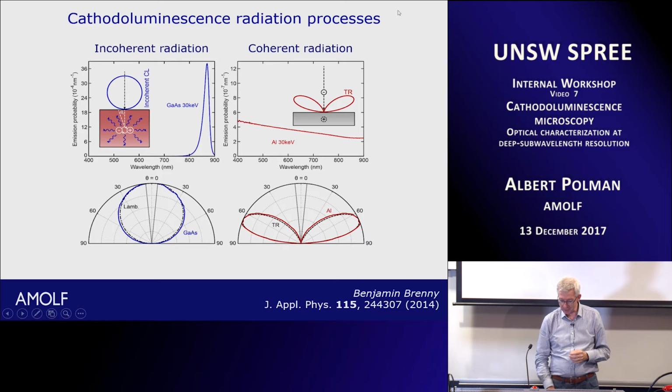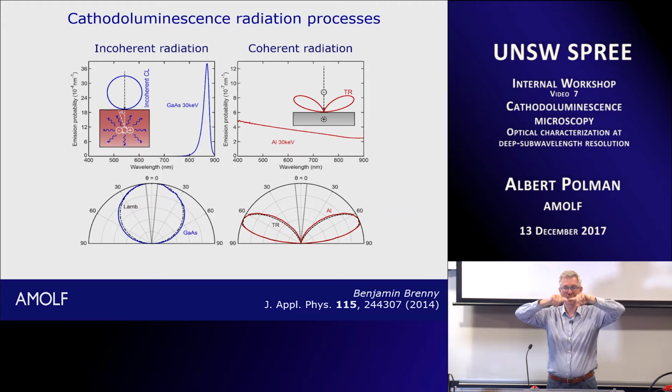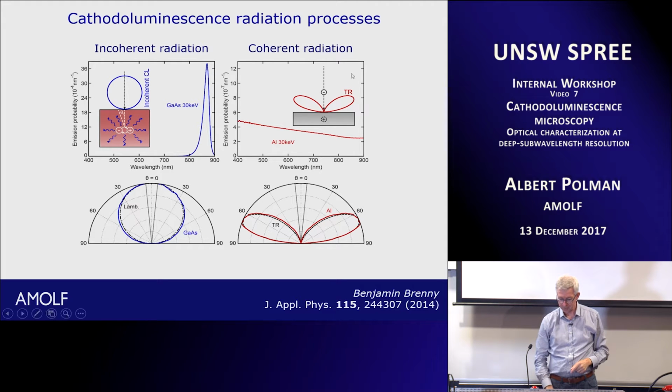And the simplest one is indicated in red here. If I just have a point dipole standing on top of a dielectric interface and it likes to radiate, it will create these lobes, these dipolar lobes. And that's what you see here. And this radiation is called transition radiation.